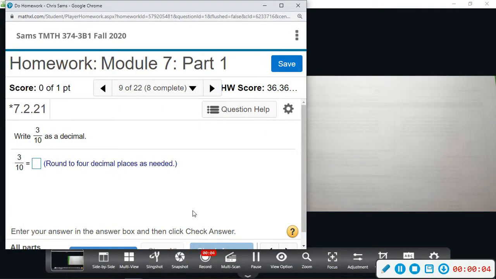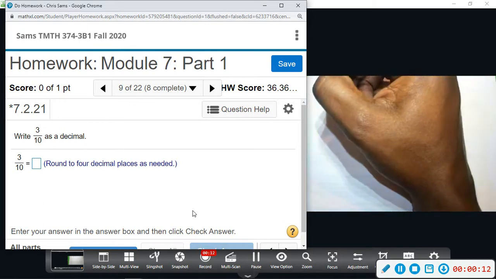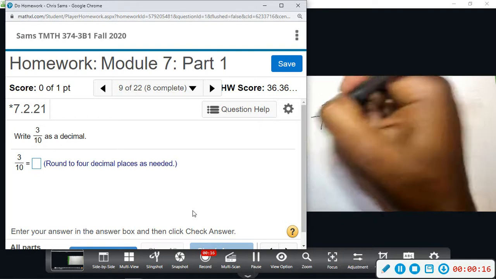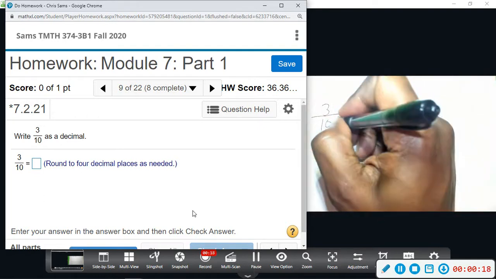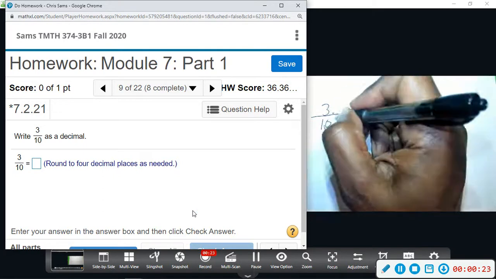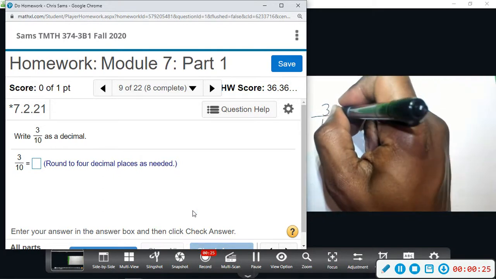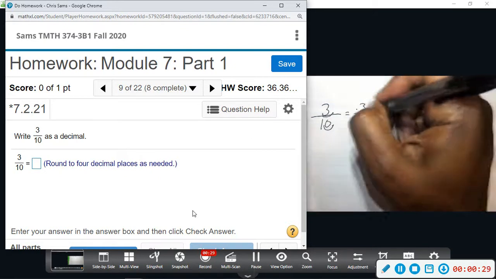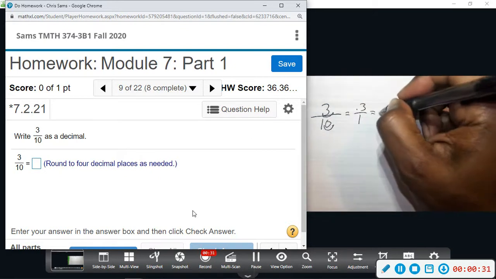Number 9, you want to write 3/10 as a decimal. One thing to note, if you're dividing by powers of 10, you can just think of it like this: 3 divided by 10. So dividing by powers of 10, there's a decimal at the end. You move the decimal over one time, this number will become 1. So this will be 0.3 divided by 1. And anything divided by 1 is itself, so just 0.3.